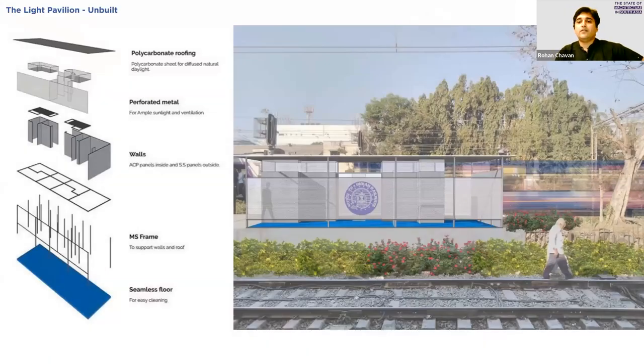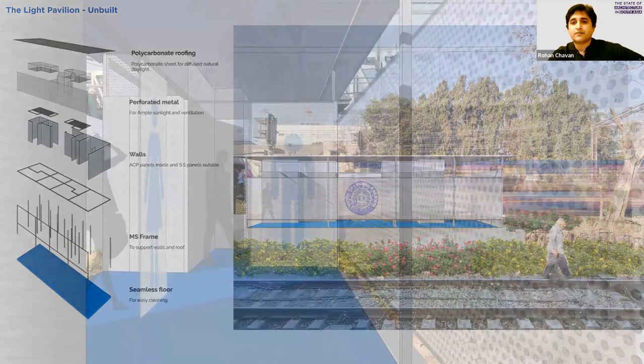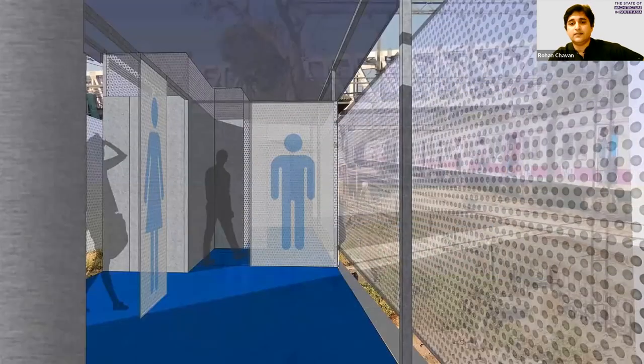The same idea we tried to postulate for another project. We were working with the Indian Railways and trying to propose these prototypes on all the local stations in Mumbai, but somehow this didn't go ahead. But we tried to use the same material palette, the perforated metal and epoxy flooring, which is easy to maintain and clean.